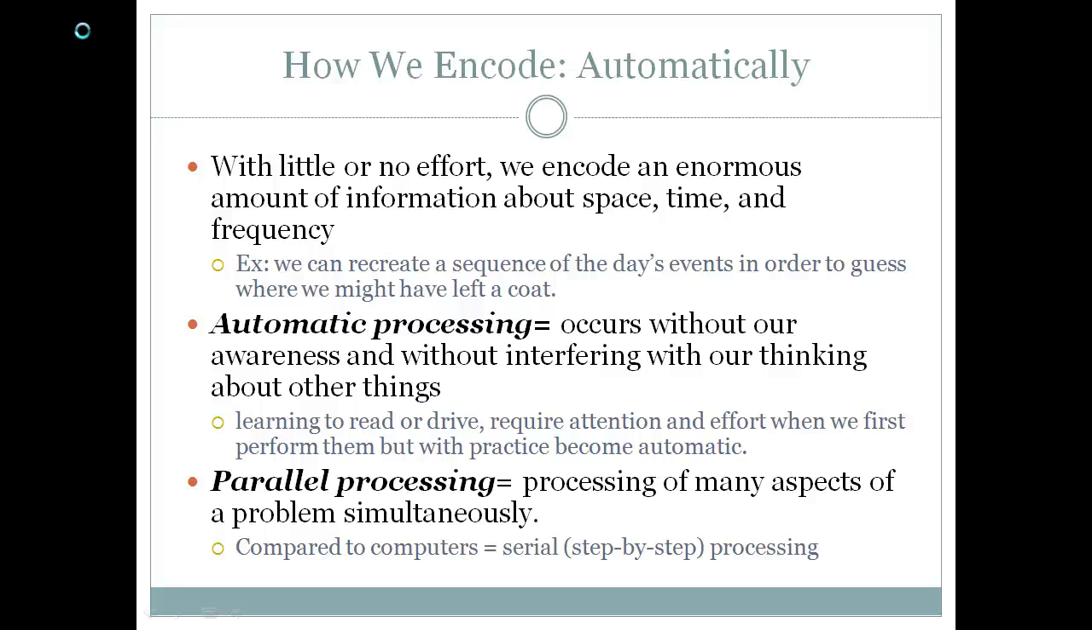What allows us to do more than one thing at one time is called parallel processing. So we can process many different aspects of a problem all at the same time. We don't have to go step by step like a computer might have to do.